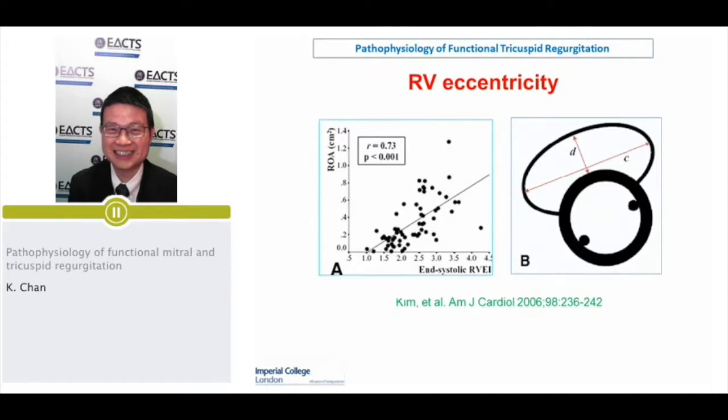But the direction of LV enlargement or change seems to be important in tricuspid regurgitation, and this study demonstrates that the RV eccentricity index is an important determinant of tricuspid regurgitation. RV eccentricity being the ratio of this dimension C divided by dimension D, as measured in a short axis view on echocardiography.